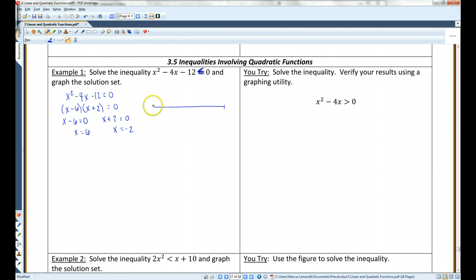Alright, so hopefully you guys remember this from Algebra 2. If not, let me know in class so I can go over a little bit more. Here is our scale. We need to figure out if the numbers are negative or positive on this side of negative 2, in between negative 2 and 6, and on this side of positive 6. The reason we're doing that is because if you were to graph this, this tells us that the parabola hits the x-axis at negative 2 and at positive 6. Okay?